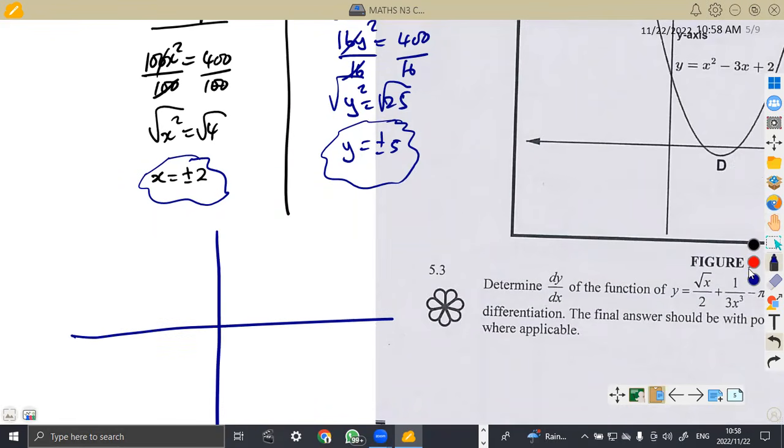So x is plus or minus 2. We can just say this is our 0 here. This is our 2. This is our minus 2. Y passes through plus or minus 5. So you can say plus, and this is -5. So that's an ellipse.